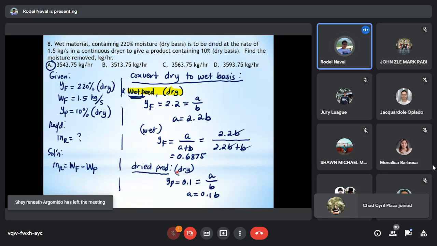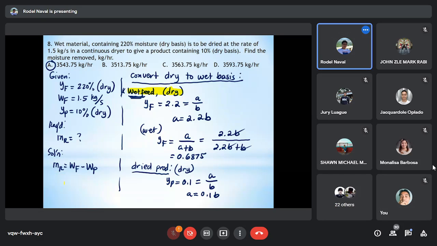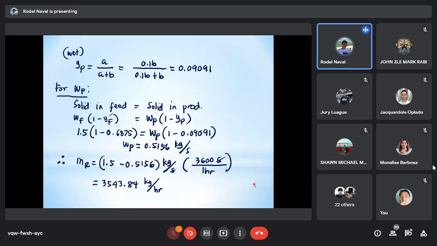Then the dried product. Based on dry, it is 10%. So YP is 0.1 or 10% equals A over B. So therefore, A equals 0.1B. Cross multiply. Converting to wet basis, YP is A over A plus B. Substitute A as 0.1B, the denominator is 0.1B plus B. So that is 0.09091. So we can now solve for WP.